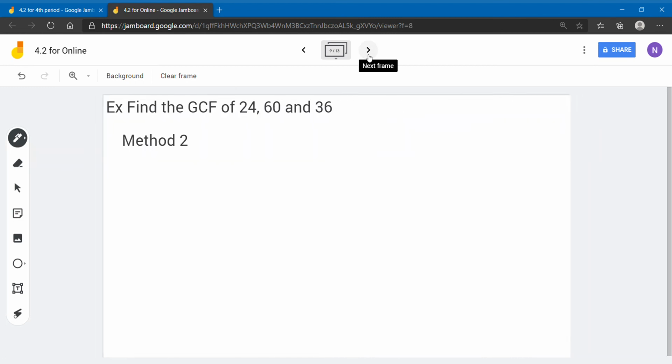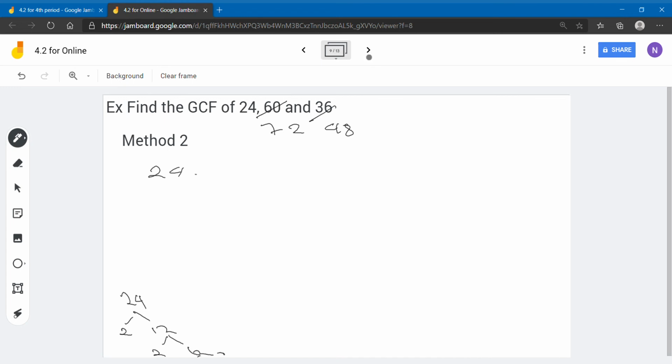Now let's have another example, 24, 60, and 36, when this time, again, my bad on this, it is 72 and this is 48. But this time we're going to do the prime factorization of each number. So 24, again you can do your factor tree on scratch paper, 2, 12, 2, 6, and then 2 and 3.